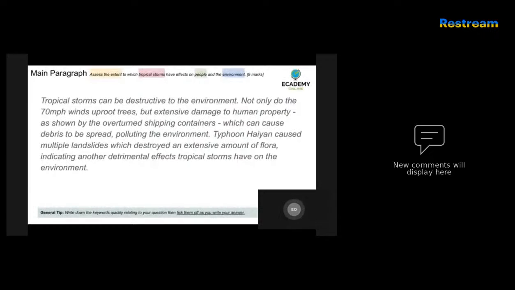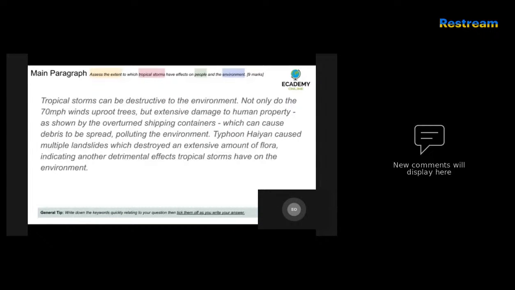So it talks about 70 miles an hour winds, which is the tropical storm of category 1. Talks about uprooting trees, so that's a direct impact on the environment itself. And talks about how shipping containers were affected by it. So obviously damage to human property, but it also talks about the spread and pollution of the environment because of the debris caused by those shipping containers being overturned.